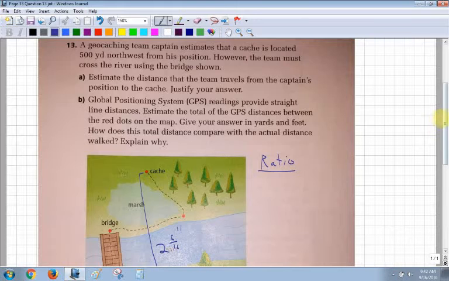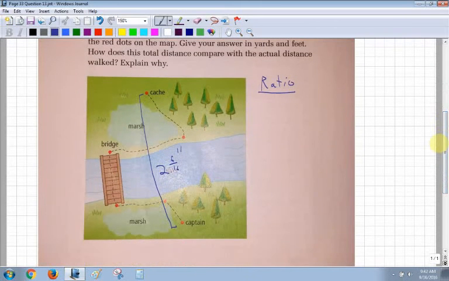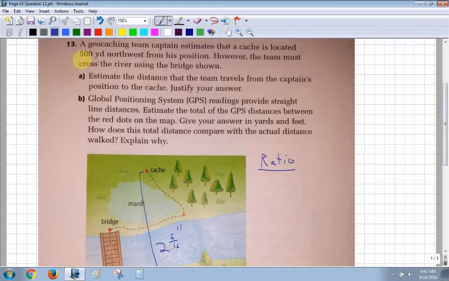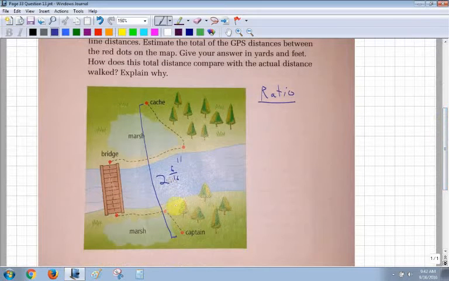If you're actually going to measure the distance, though, first thing you want to do is measure the straight line distance from the cache to the captain, because that's what it gives us. It says that the cache is located 500 yards northwest from the captain. So here we have the captain. This is roughly northwest, and it's about 500 yards.